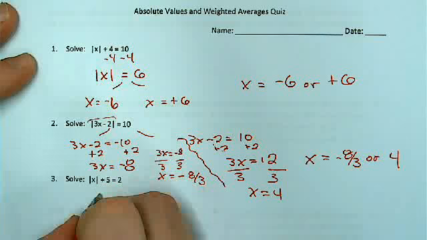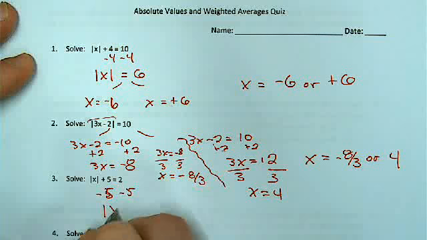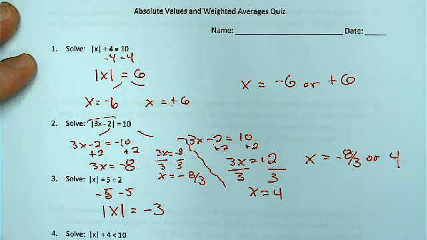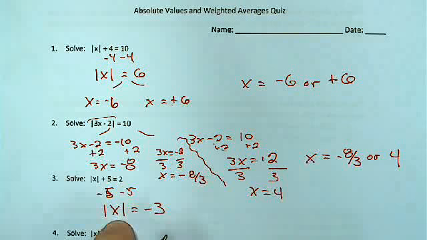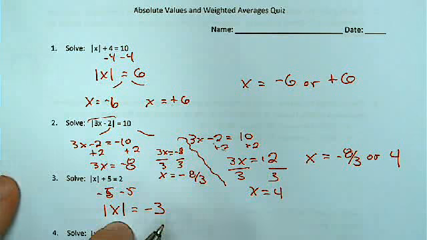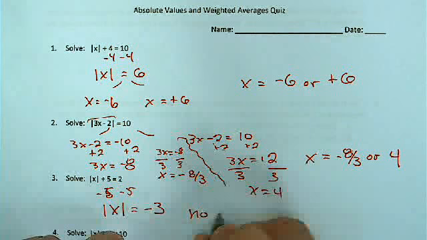This next one, when I go to subtract 5 from both sides, I get the absolute value of x is equal to a negative 3. Now, we've talked about this. The absolute value of any number is always positive. You cannot take the absolute value of a number and get a negative. That means there are no solutions to this one.